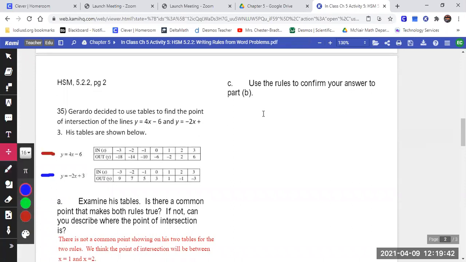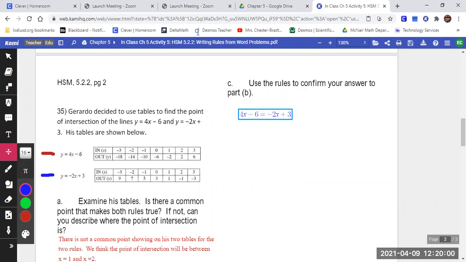We are going to figure out when 4x minus 6 is equal to negative 2x plus 3. We're going to go solve that.